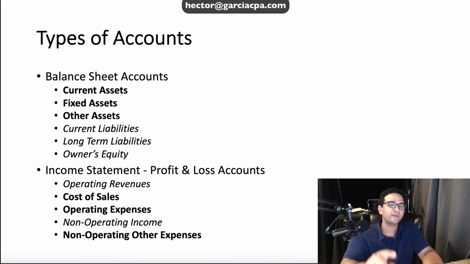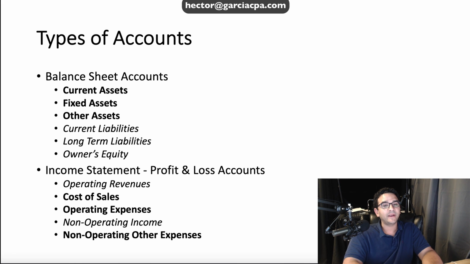Now, moving on to the categories in the income statement or the profit and loss, we're going to have our operating revenues, which is basically our income, our sales. This is what we sell. Then our cost of sales or cost of goods sold, which are direct costs, any expenditures that you make that are required in order for you to make a sale or earn income. That would be cost of sales or cost of goods sold.